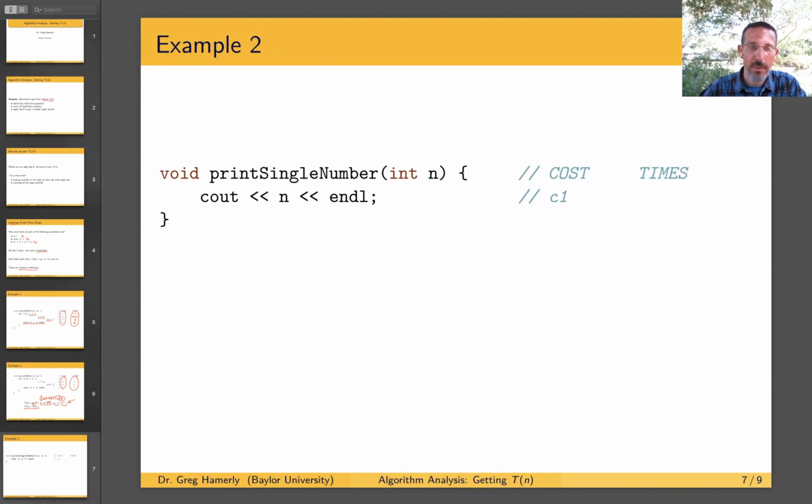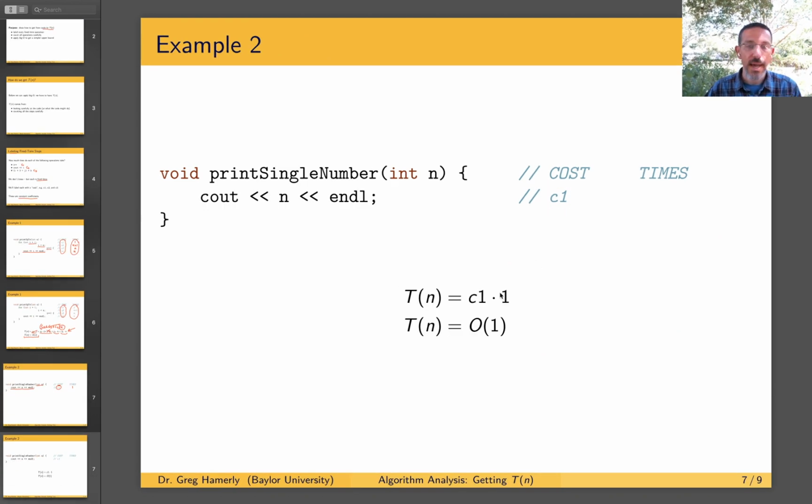Let's look at a second example, which is simpler, actually. Suppose we were going to print a single number, that number is n. Notice that all it does is print n and an endl, and that costs C1, and that happens one time, right? So the cost of this is C1 times 1. If we eliminate the constant coefficient here, we're not going to eliminate that 1, but we eliminate C1, and so we say this is constant time. It's big O of 1, constant time.